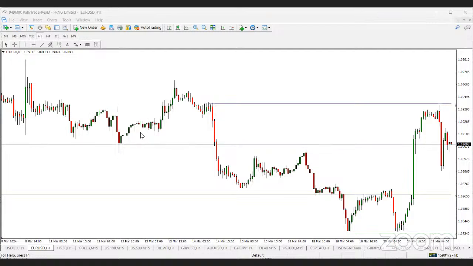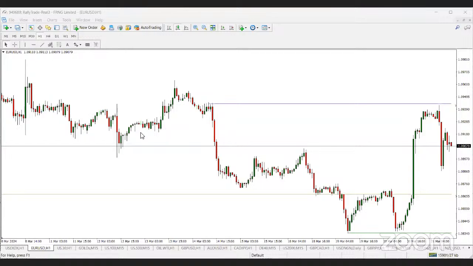So CHF came out with some negative data and price fell because the Swiss National Bank actually reduced their interest rate. They reduced it, and so CHF fell. It is very possible that that sell actually continues on CHF for the rest of today.